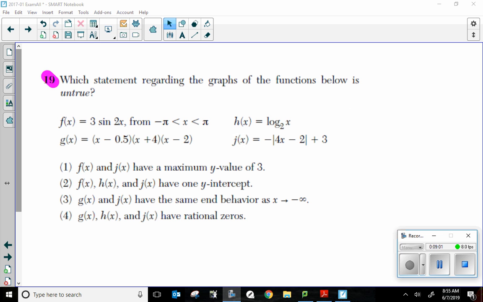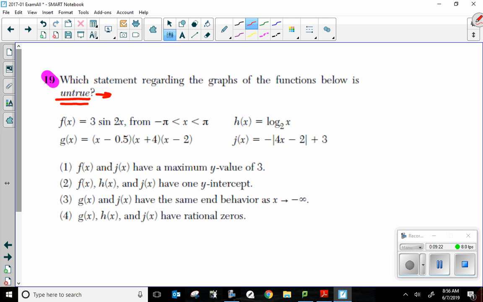All right, this is one of those random miscellaneous questions, and it has to do more with knowing properties of the graphs they have in front of you or the functions they have in front of you. Number 19 states, which statement regarding the graphs of the functions below is untrue? Okay, italicized does not mean invisible. You are looking for the one that's false.